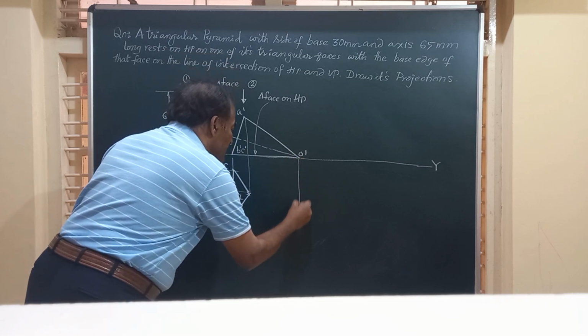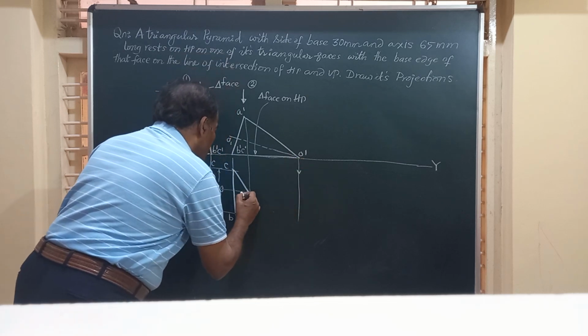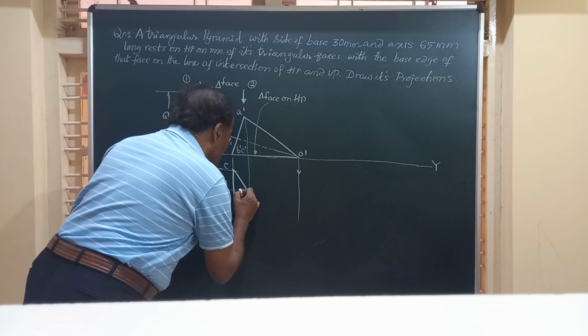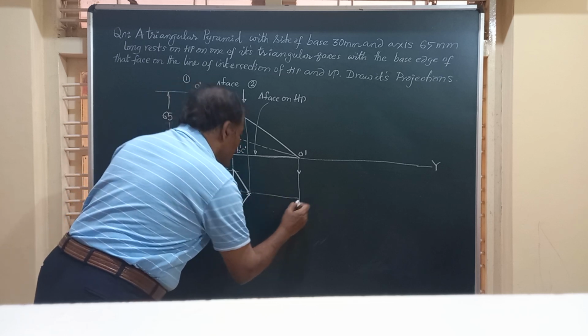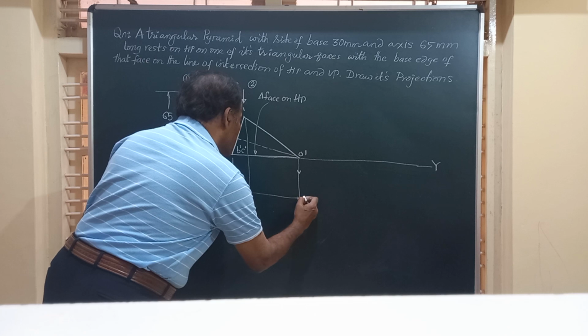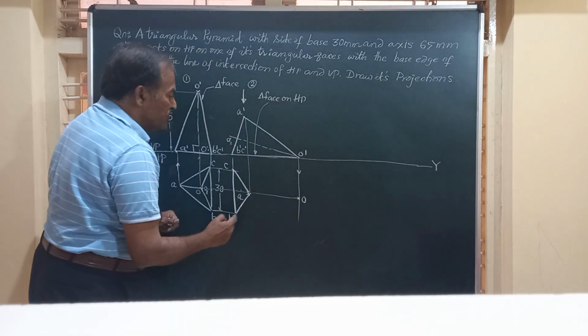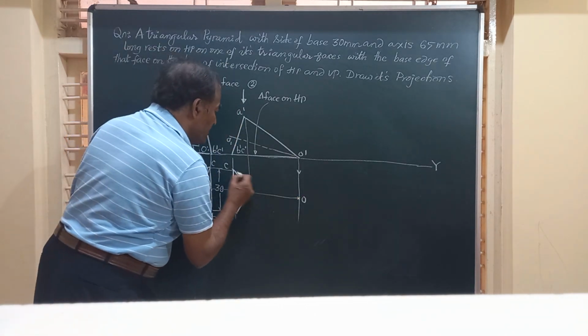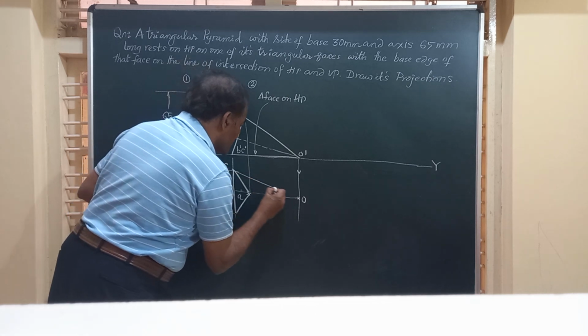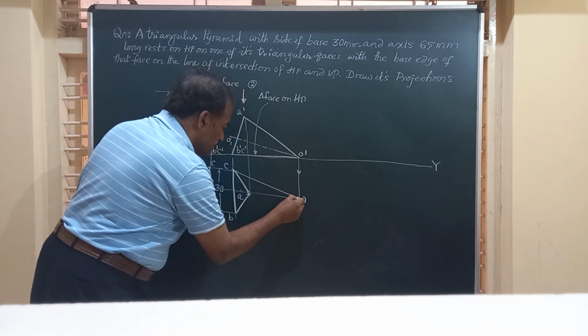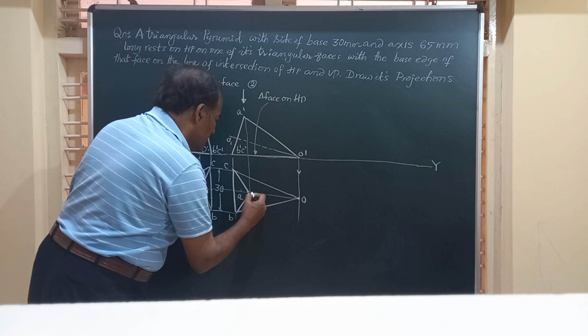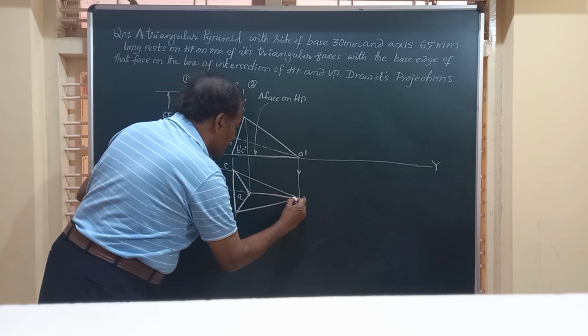I'll draw a vertical line from this vertex O, and a horizontal line from here. The point where those two intersect is the point O. So I am going to join O to A, O to B, and O to C. So this is O to C, this is O to B, and this is O to A.